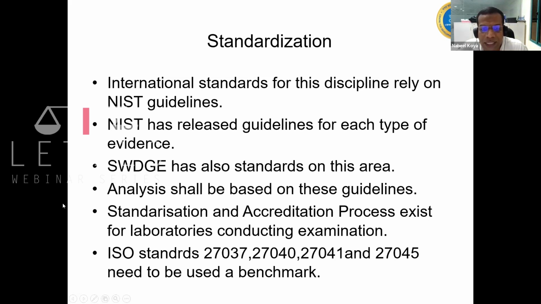They have released guidelines for each type of evidence. And there is also another group, the Scientific Working Group on digital evidence, which also released standards on various devices. So these standards all come from the USA, and we comply and adhere to these standards only. Now, there are also ISO standards for this, on how to preserve and how to collect, mentioned as ISO 27037, 27040, 27041, and 27045.